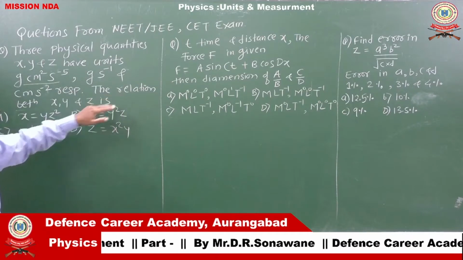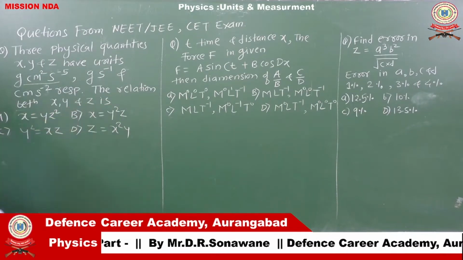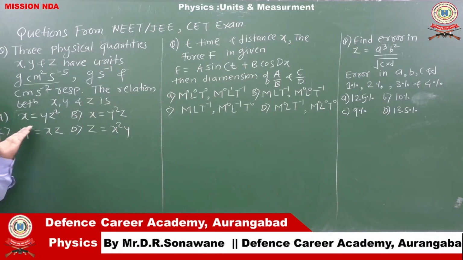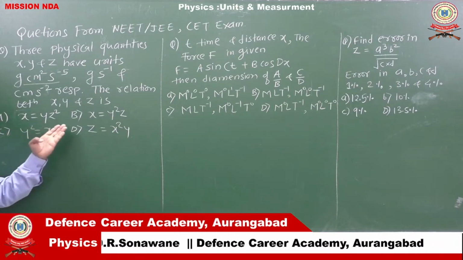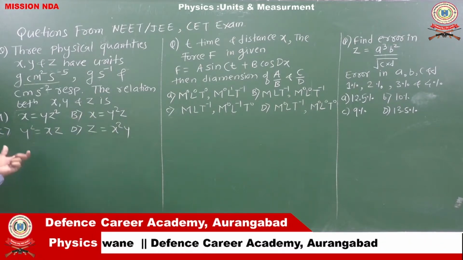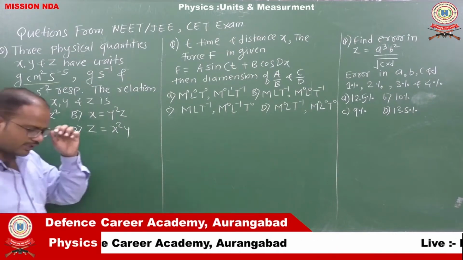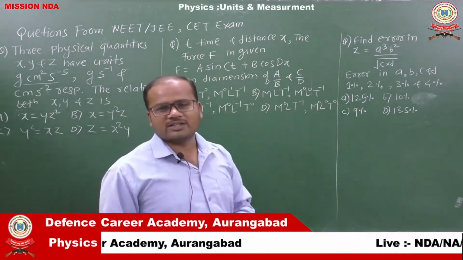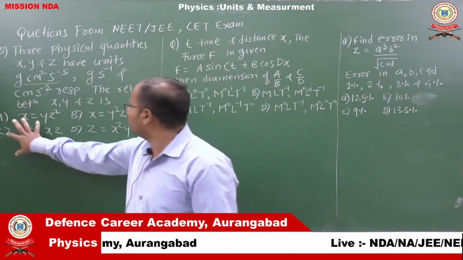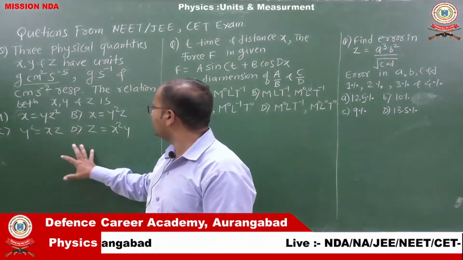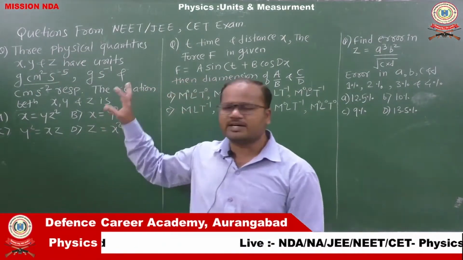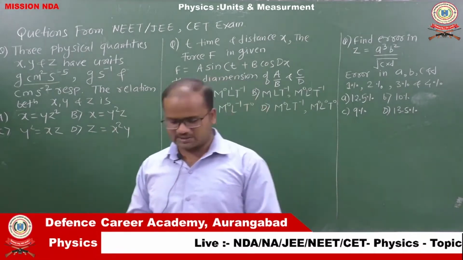So they ask the relation between x, y and z. Four options are given: A, x equals yz square; B, x equals xy square z; C, y square equals xz; D, z equals x square y. While solving this question, we must put the units of x, y and z in the equation, and the equation which satisfies the relation will be the answer.